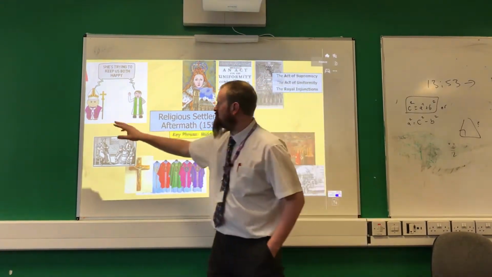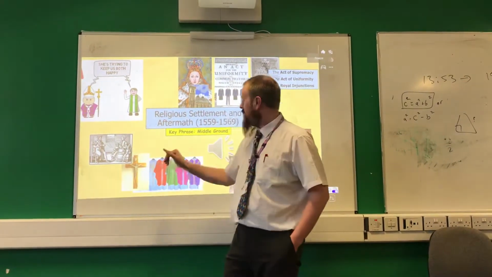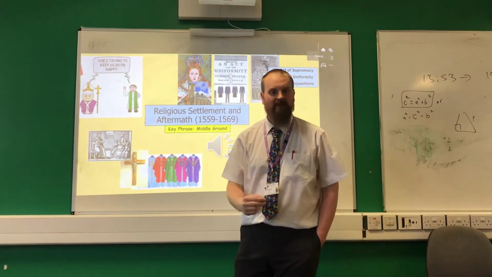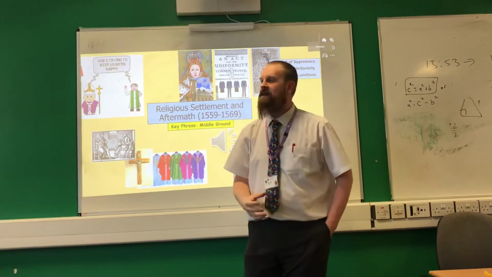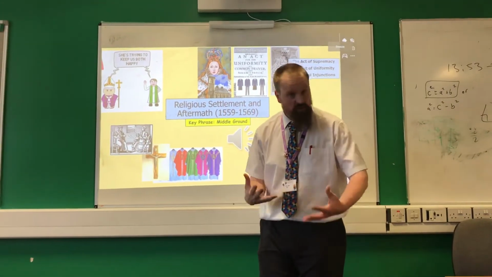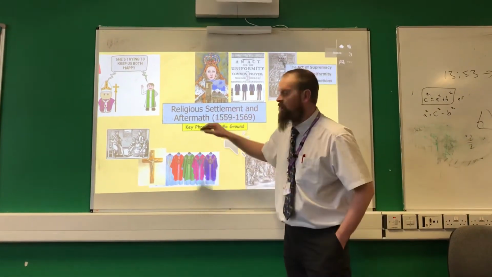Now, this is what she's trying to do. She's trying to keep both sides happy. I've put as my key phrase, middle ground. She's looking for a middle ground between Catholics and Protestants to keep them all happy, to make her life easier as a new queen. So the religious settlement comes in three parts.